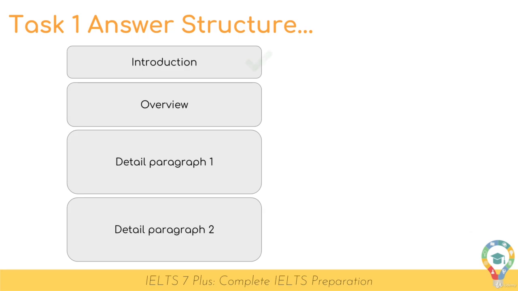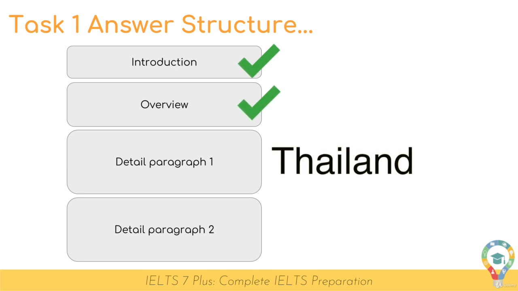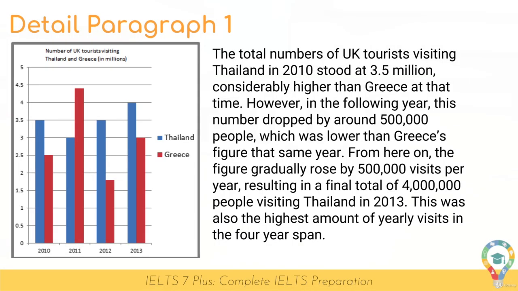So here we are, and we've completed the introduction, and we've just worked through the overview section of our report. So now it's time to move on to our 2 detail paragraphs. The bar chart we're reporting on has 2 countries, and as you may remember from our plan, detail paragraph 1 will all be about Thailand, whereas detail paragraph 2 will describe the trends for Greece. Here is my first detail paragraph.